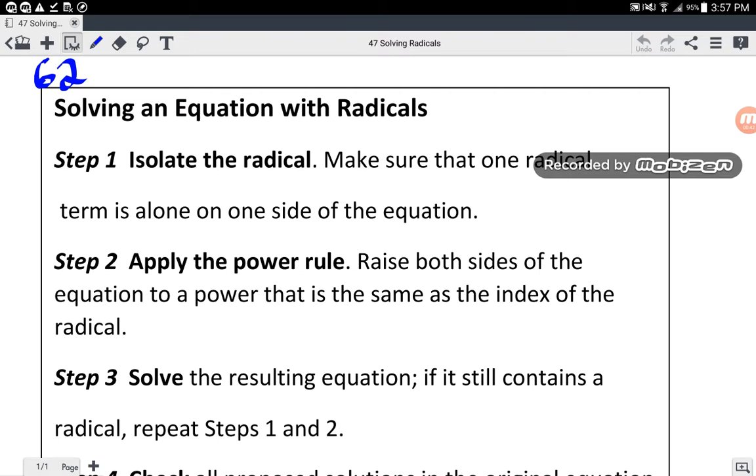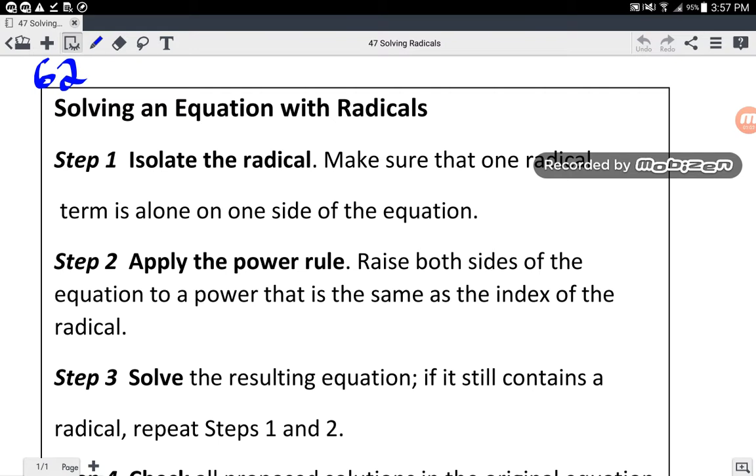So here are the steps. Step 1, isolate the radical. By the way, this is page 62 in my notebook. Get the radical alone on one side of the equation. Apply the power rule, which is raising both sides of the equation to whatever that radical is. For a square root, you would square it. For a cube root, you would cube it. And then you're going to solve the equation that you have left.